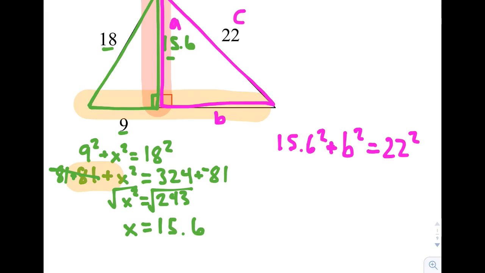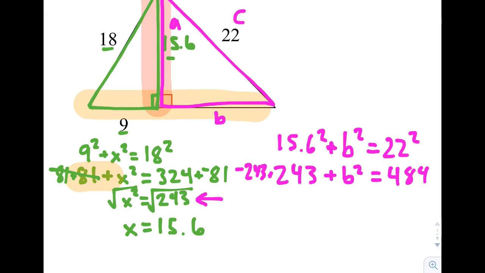Now, I'm not even going to calculate 15.6 squared. I know what it is. It's going to be this number right over here before I square root it. It's 243. Plus B squared equals 22 squared, plug that in my calculator, you get 484. Like we've been doing, we need to get rid of the 243. We need to add a negative 243 to both sides. And when we take away 243, we end up with 241.